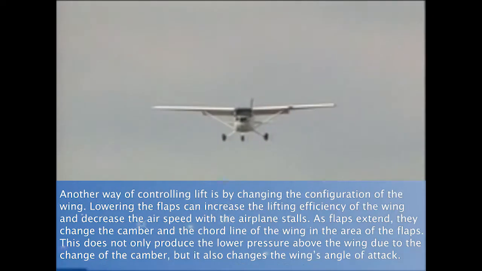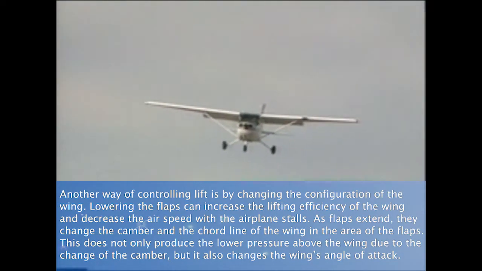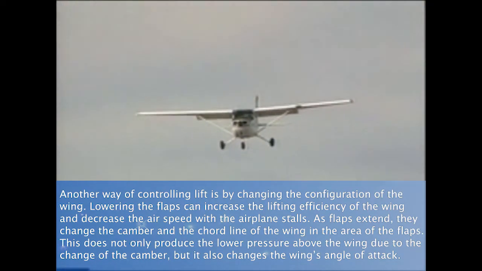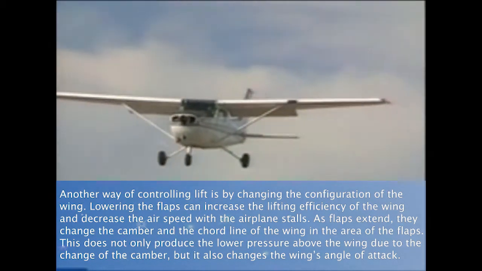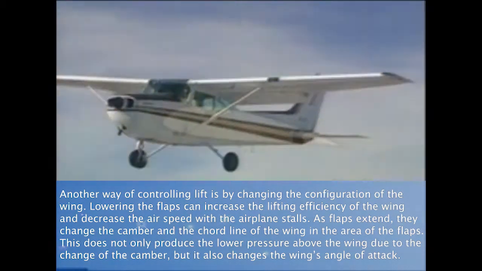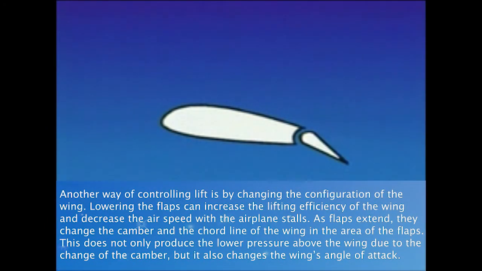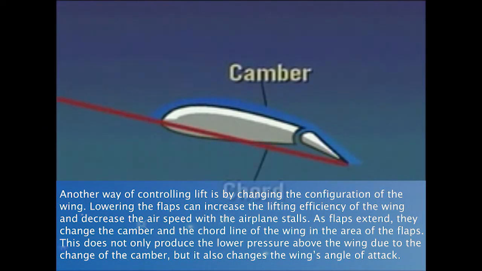Another way of controlling lift is by changing the configuration of the wing. Lowering the flaps can increase the lifting efficiency of the wing and decrease the airspeed at which the airplane stalls. As flaps extend, they change both the camber and the chord line of the wing and the area of the flaps. This not only produces lower pressure above the wing due to the change of camber, but it also changes the wing's angle of attack.